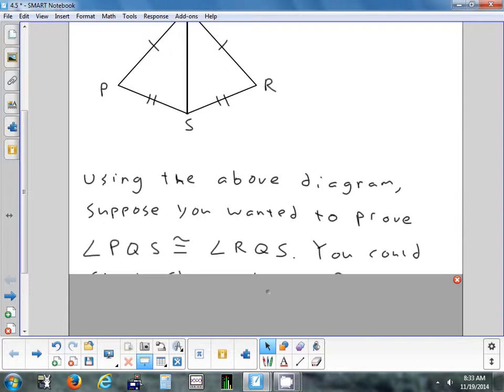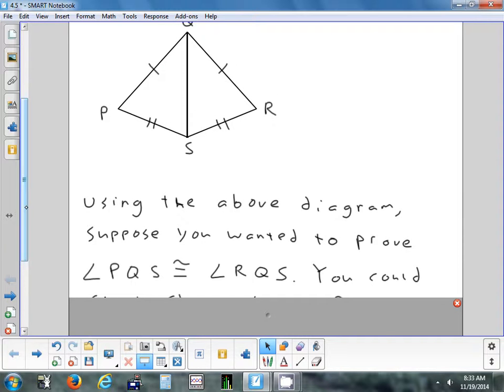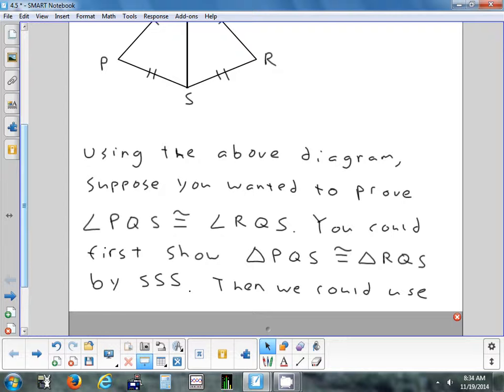But let's say I asked you to prove that angle PQS, the one at the top on the left, and RQS, the one at the top on the right, I wanted you to just prove those angles are congruent. Well, they're not marked congruent, and you don't have parallel lines and transversals, so you can't directly prove these angles are congruent. But what you can do first is show that the triangles are congruent by side, side, side.